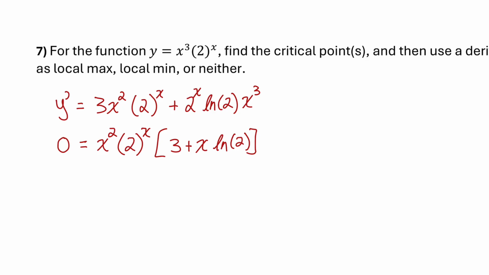And now that it's in factored form, right, it's a product of these three factors, that product would be 0 if any of the factors would be 0. X squared would be 0 if x was 0. 2 to the power of x, that factor can't be 0. That's an exponential function that has a horizontal asymptote at y equals 0. But this last factor could be 0.